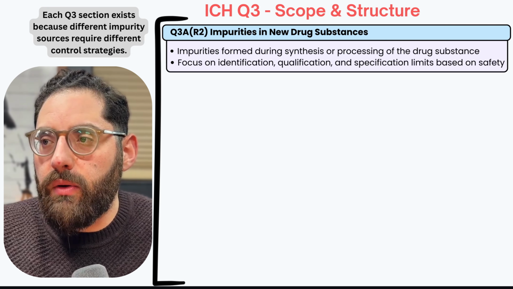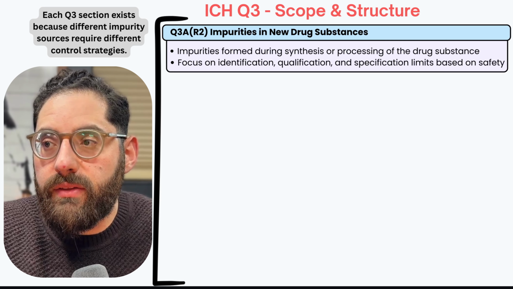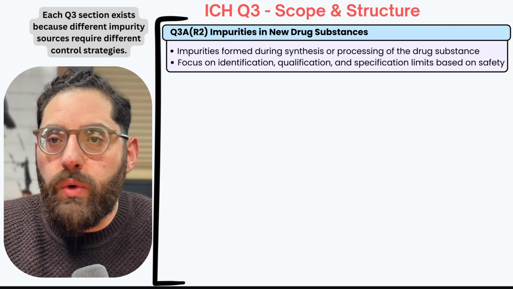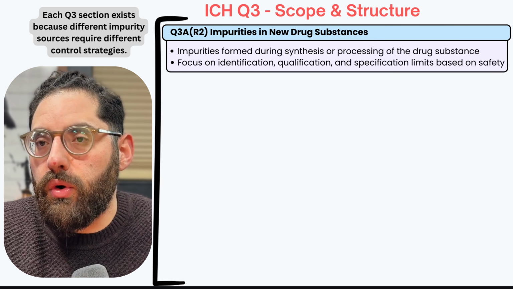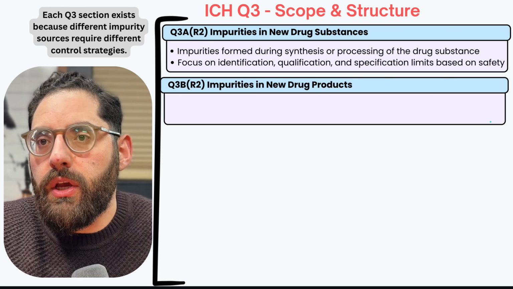Q3A is about understanding what impurities are created as part of you making the drug substance and deciding based on safety which ones need to be controlled and to what level. How tightly do you need to control them?